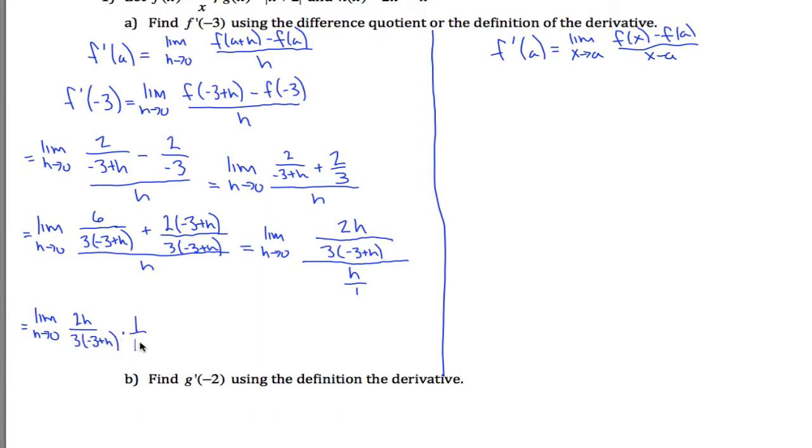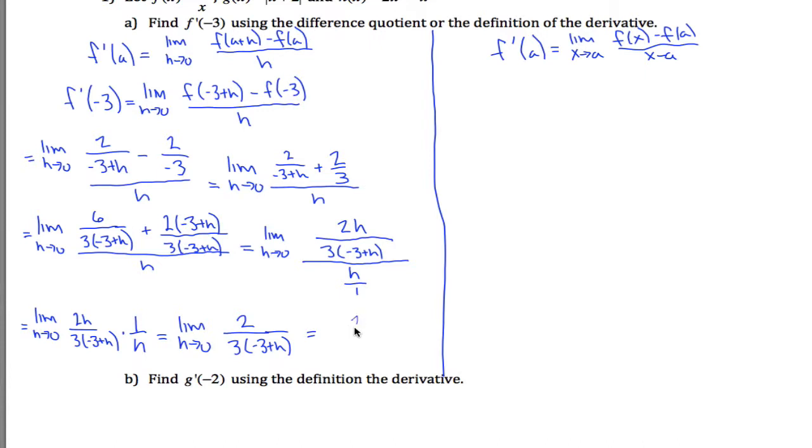Instead of h over 1, it's 1 over h. Now you can cancel out these two h's and say that this is the limit as h approaches 0 of, I'd have a 2 up on the top, and on the bottom I've got 3 times negative 3 plus h. Good news is this is a limit I can evaluate now that I've gotten rid of these h's. Change all the h's into zeros.